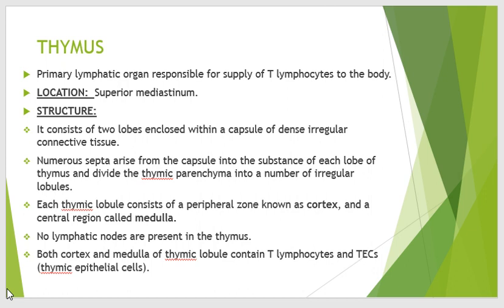It consists of two lobes which are enclosed within a capsule of dense irregular connective tissue. Various septa or trabeculae arise from the capsule and divide the parenchyma of thymus into a number of irregular lobules or compartments. Each thymic lobule consists of a peripheral zone known as cortex and a central region called medulla.